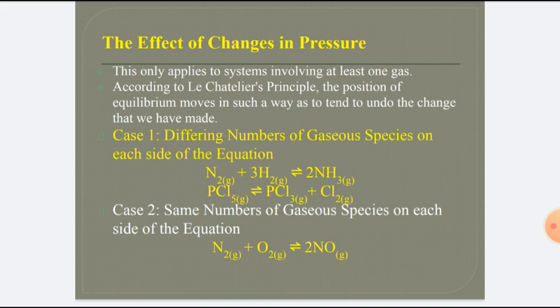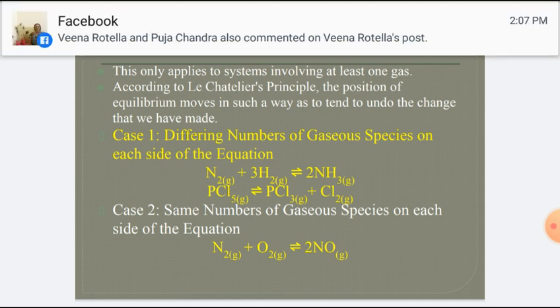In case 2, same number of gaseous species on each side of the equation. When nitrogen reacts with oxygen and gives 2 molecules of nitrogen oxide. There are the same number of molecules on each side of the equation. In this case, the position of equilibrium is not affected by a change of pressure. If the pressure is increased by decreasing the volume of a reaction mixture, the reaction shifts in the direction of fewer moles of gas.